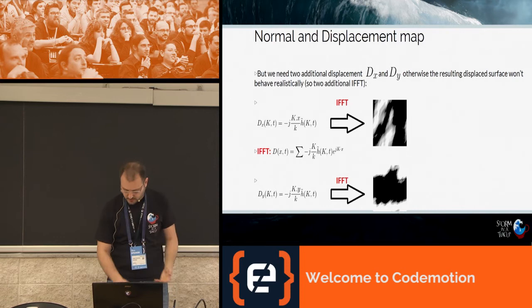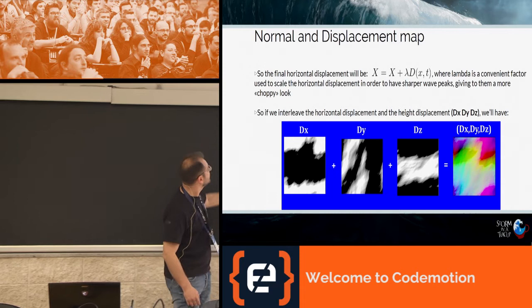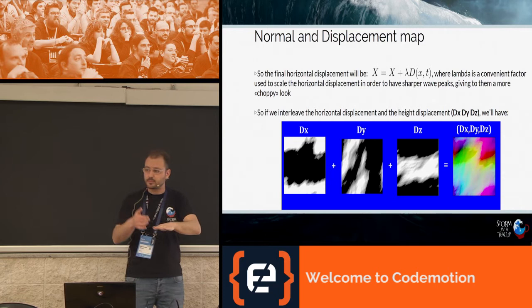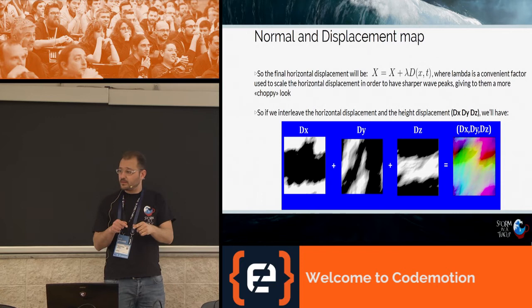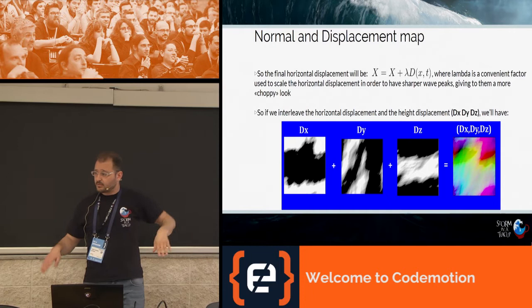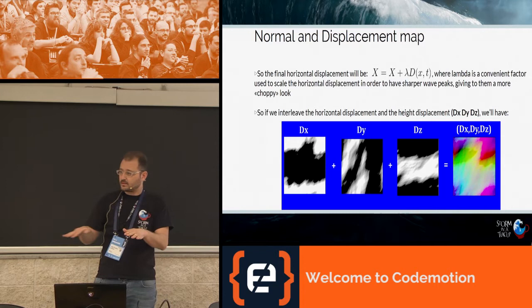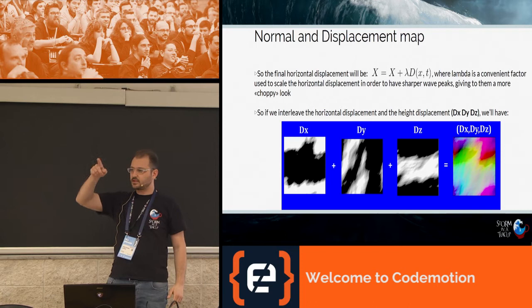So that's what we get. Yeah, so the final horizontal displacement, and I'm talking about just the horizontal displacement now, not up, will be X plus lambda DXT, where D is basically the horizontal displacement. Lambda is a convenient factor that we had because we want to shift the displacement to have a better wave profile when the ocean is stormy. You don't want waves with rounded peaks, but you want waves with sharp peaks.